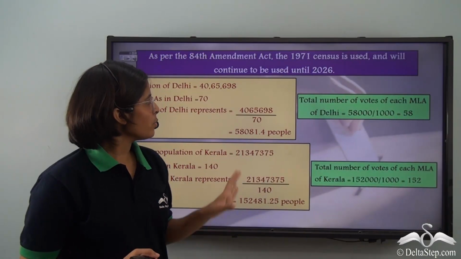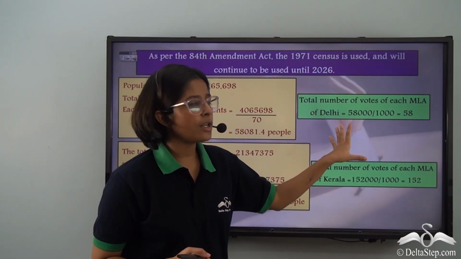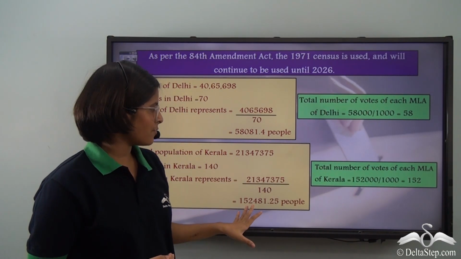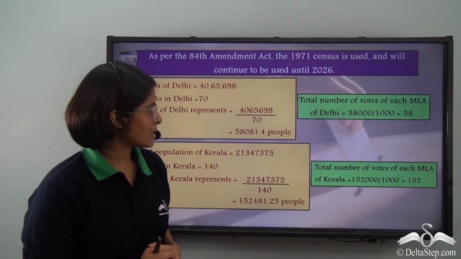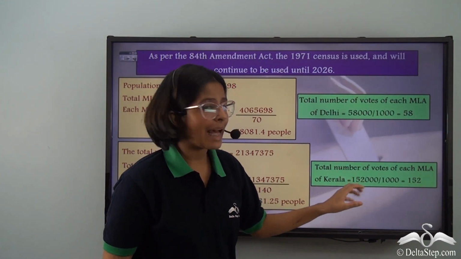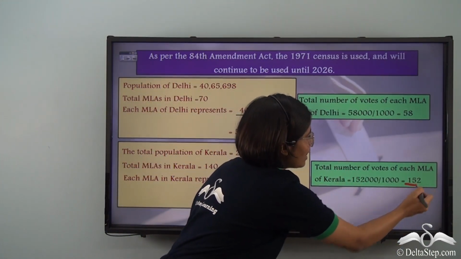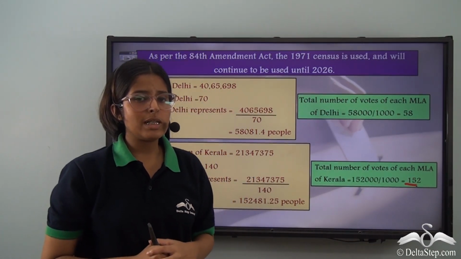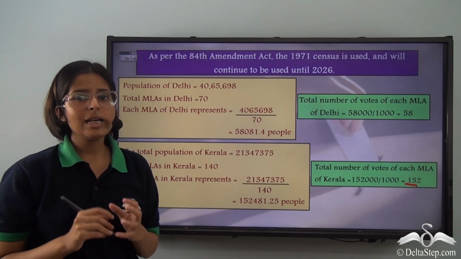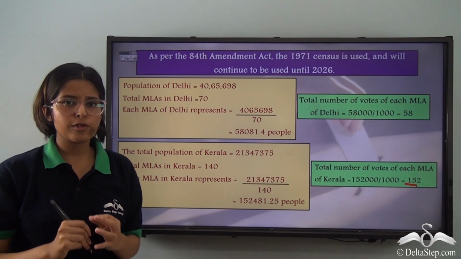Now as you can see, we've taken an approximate figure when we had taken 58,000. Similarly, for this value, we will take an approximate of 1,52,000, and dividing that with 1000, we get 152, which means that the value of vote of one MLA of Kerala is 152.